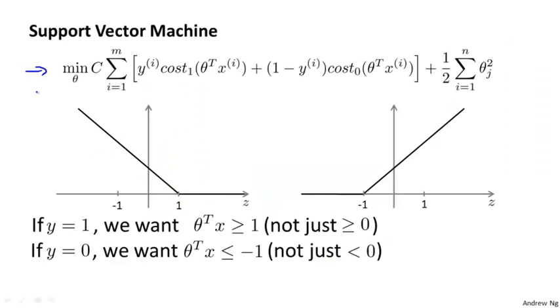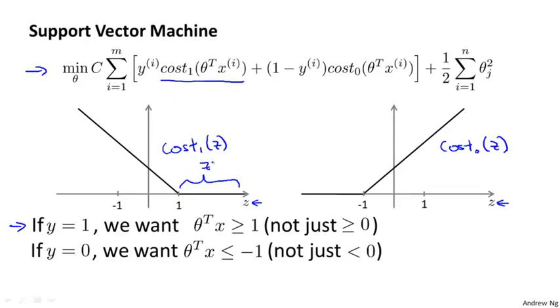Here's my cost function for the support vector machine, where on the left I've plotted my cost1 of z function that I use for positive examples, and on the right I've plotted my cost0 of z function, where z is on the horizontal axis. Now, let's think about what it takes to make these cost functions small. If you have a positive example, so y is equal to 1, then cost1 of z is 0 only when z is greater than or equal to 1. So in other words, if you have a positive example, we really want theta transpose x to be greater than or equal to 1.